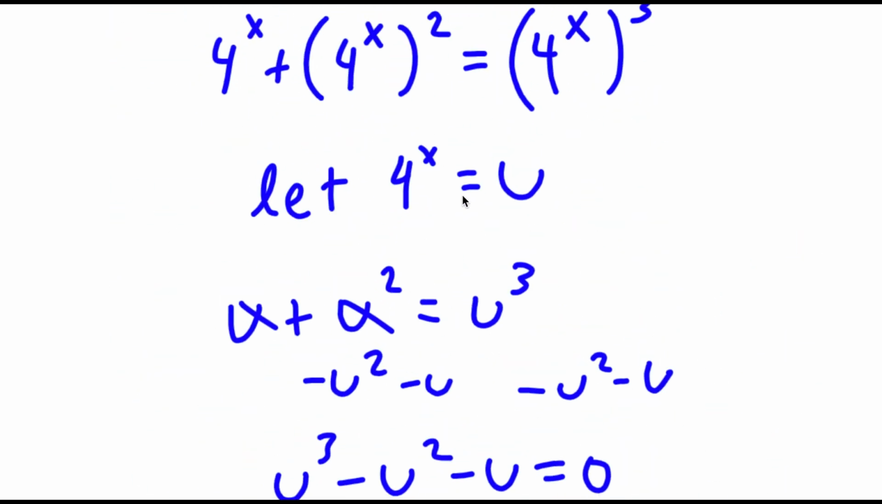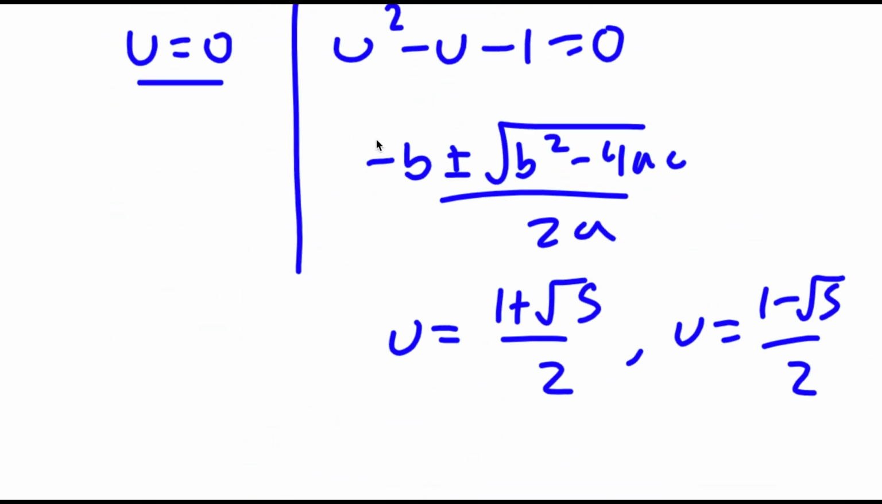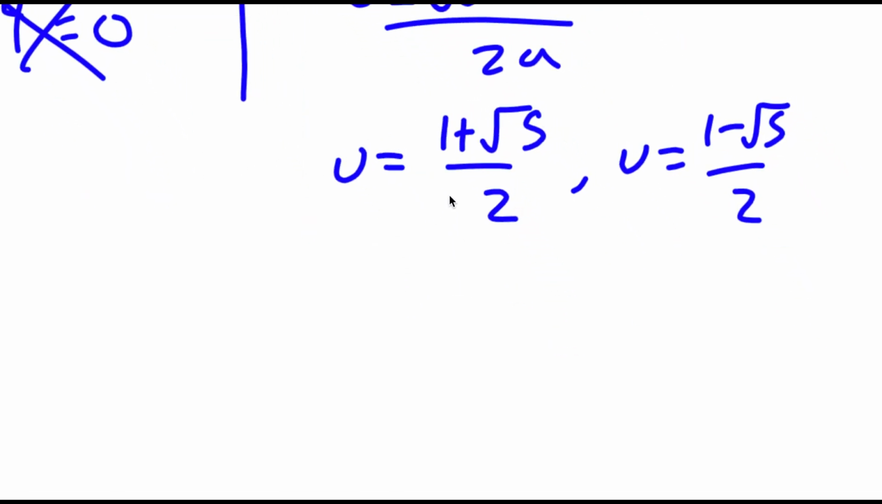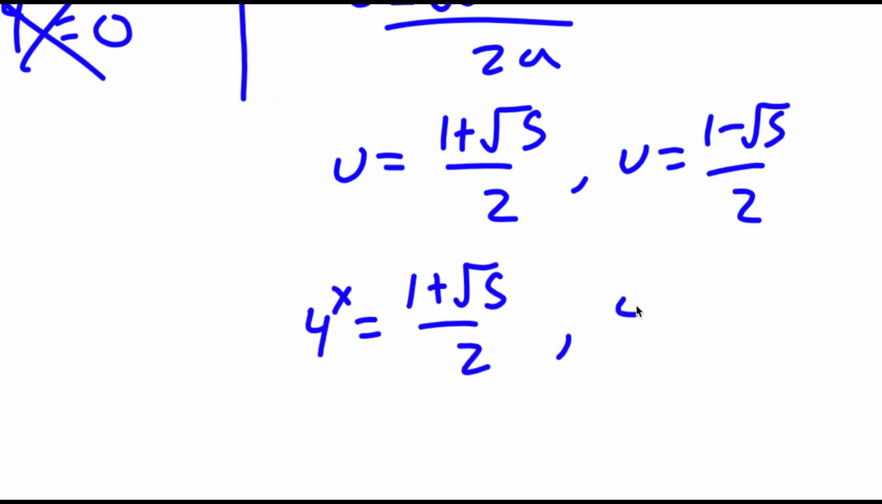So now, remember how we set 4 to the power of x equal to u. So first, I have 4 to the power of x equals 0, and there's no solution to this because you can't take the power of a number and make it equal to 0. Now I have 4 to the power of x is equal to 1 plus the square root of 5 over 2, and 4 to the power of x is equal to 1 minus the square root of 5 over 2. Well, 1 minus the square root of 5 is going to be a negative number, and you can't take the power of a positive number and make it negative, so this is no solution as well.